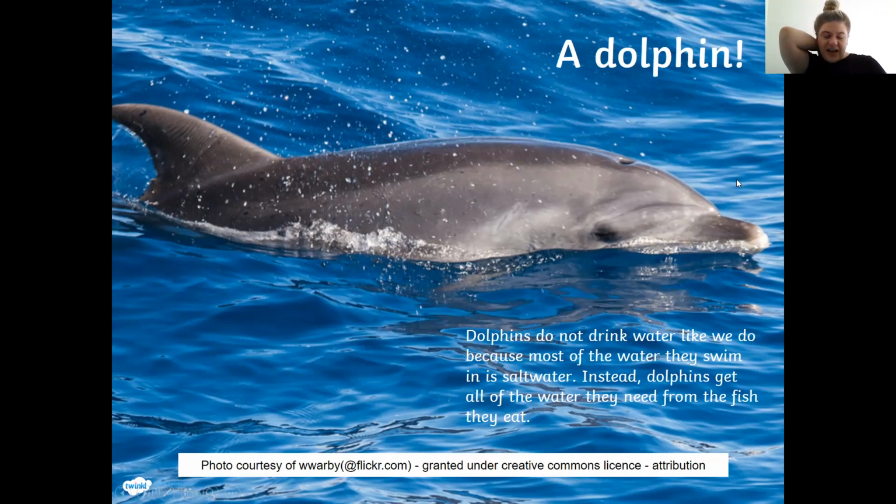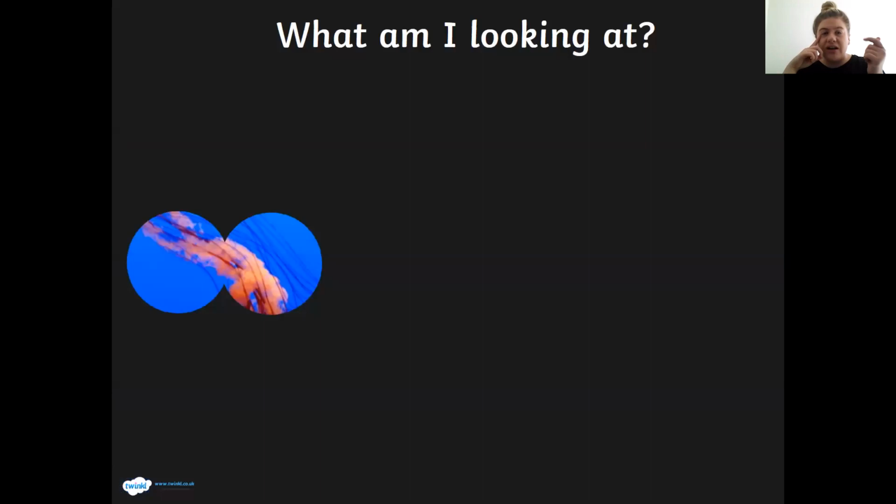And a dolphin, this is really interesting. A dolphin actually sleeps with one eye open and one eye closed. Okay, and that's to keep their eye on things that might be coming to eat them. So they're actually always aware of what's going on around them.